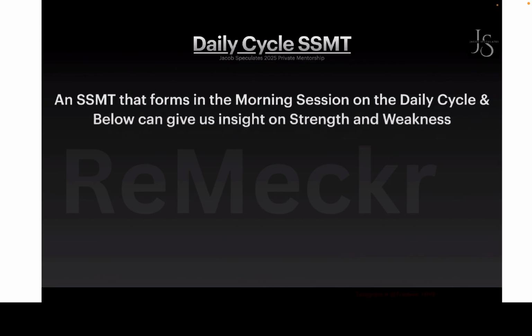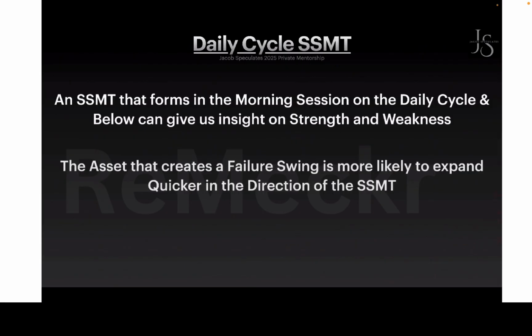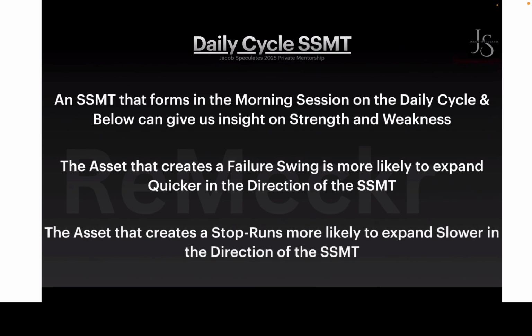And now daily cycle, sequential SMT, and below. So an SMT or sequential SMT that forms in the morning session on the daily cycle and below can give us insight on strength and weakness as well. So the asset that creates a failure swing is more likely to expand quicker in the direction of the sequential SMT, while the asset that creates a stop run is more likely to expand slower in the direction of the sequential SMT.